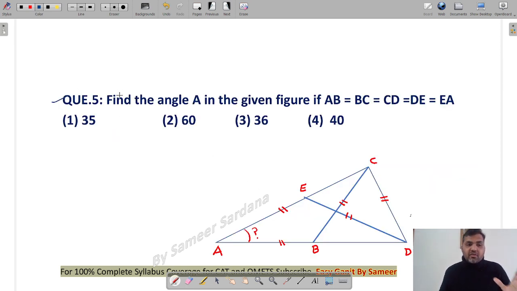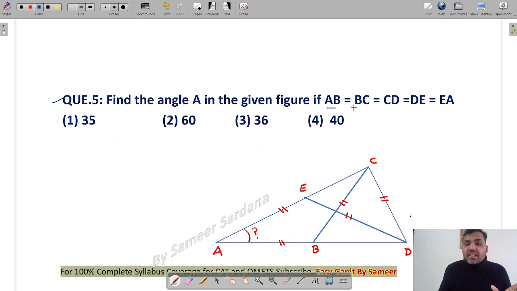Look at the next question, number 5. Find the angle A in the given figure if the lengths of AB, BC, CD, DE and EA are equal. Guys, straight away, if I have to answer a question like this, I'll simply see how many sides are given equal in length. In this case, consecutive sides are given equal in length: AB same as BC, same as CD, same as DE, same as EA. So 5 sides are equal in length.